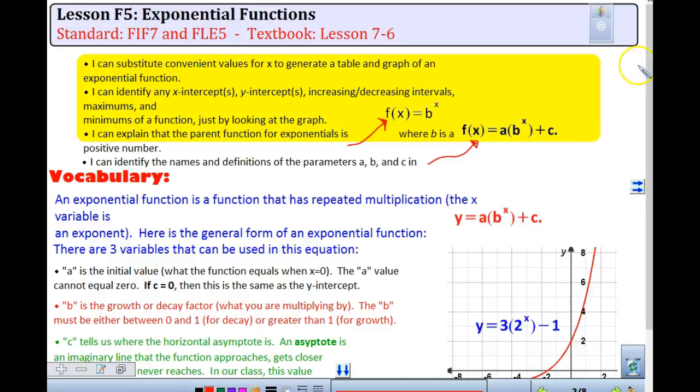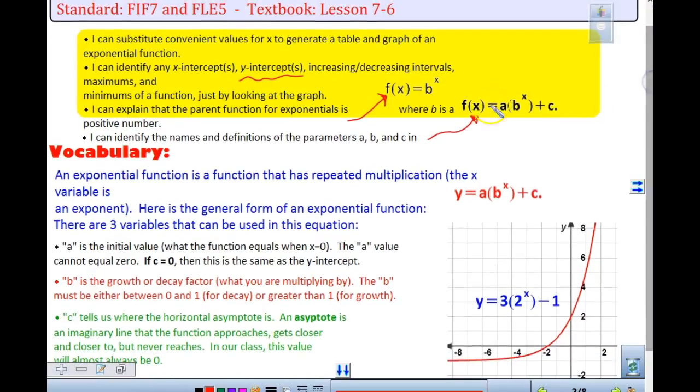I can identify the names and definitions of the parameters a, b, and c in f of x equals a times b to the x plus c. So we're going to look at both of these two today. We're going to look at what our y-intercept is. We don't do a lot with the x-intercept, because a lot of times it doesn't happen in some of our graphs, since the line never crosses the x-axis. But we are going to identify the parameters, like what the a, b, and c are in our equation.